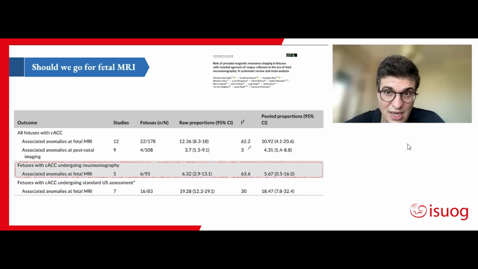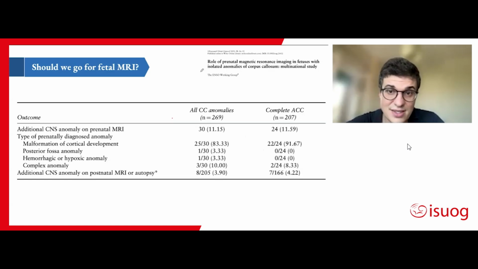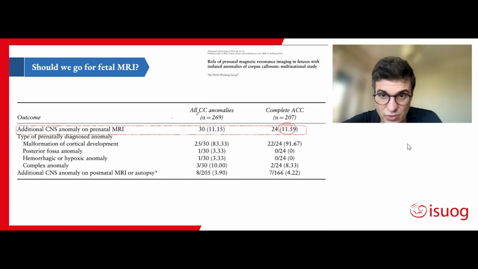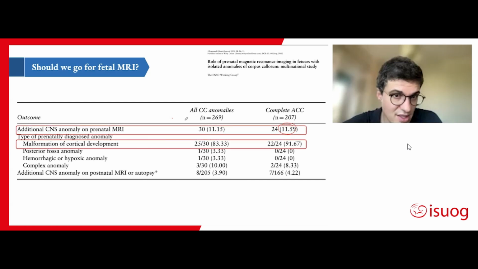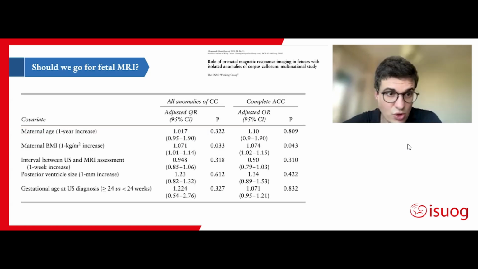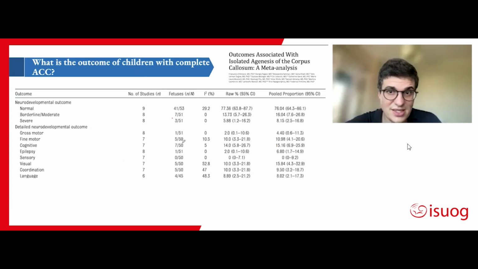So should we go for MRI? And the answer is yes. These results have been confirmed by a large collaborative study which involved almost 500 cases of complete agenesis of the corpus callosum, in which you can see that the additional yield of MRI was 12%. So we should go for MRI, at least in complete and partial agenesis of the corpus callosum. MRI is particularly useful when the mother is big, when the BMI increases. So especially in this condition, we have to go for this complementary imaging assessment.